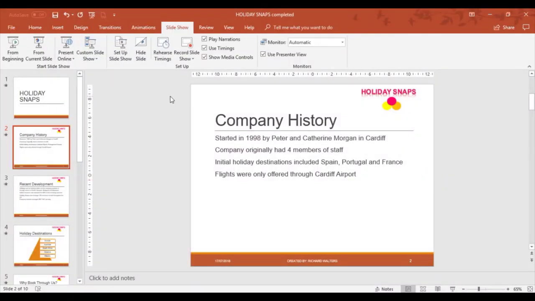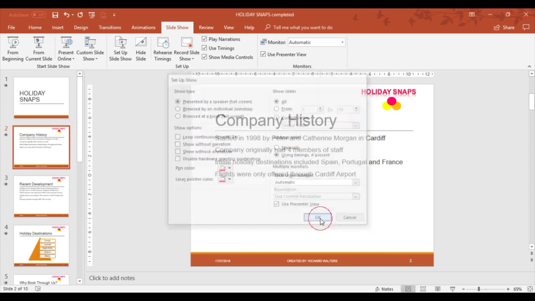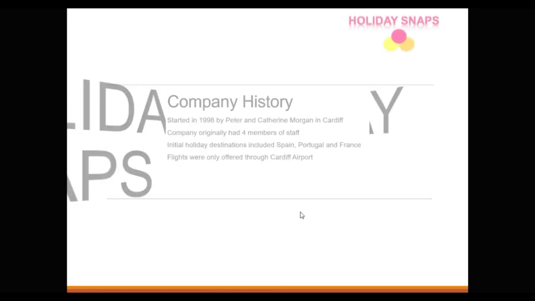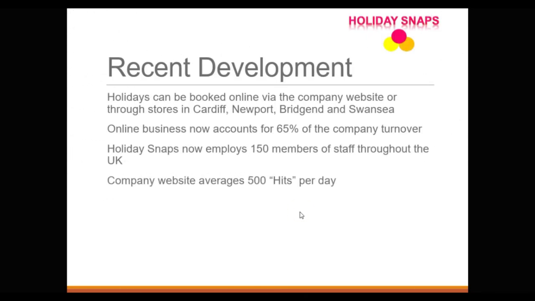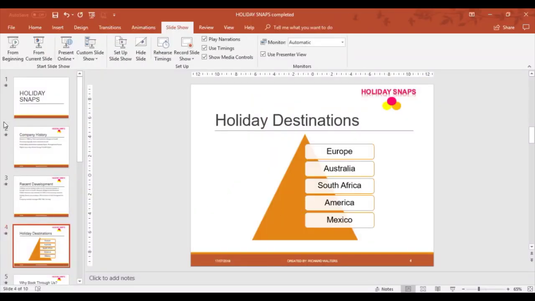If you then wanted to set it back to the entire presentation, slideshow tab, setup slideshow, and then change it back to all. Click OK. Now if I go from beginning, it's going to go from slide 1. And now we're back to the text slides. And I'm going to press escape at this point to come out of the presentation.